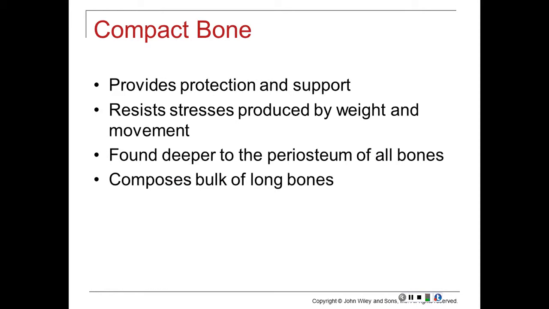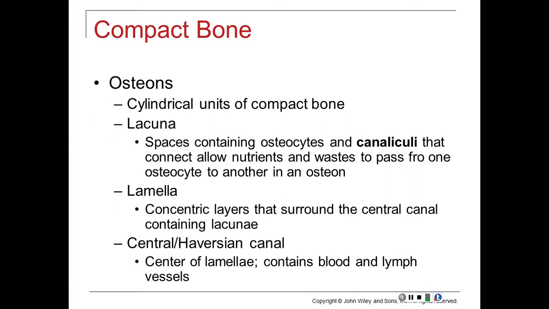This is found just deep up to the periosteum, and it composes the bulk of the long bones. So when we're talking about long bones, the majority of our long bones are made of compact bone. Our femur, right, our humerus, all of the large long bones of our body, mostly made of compact bone. The ends of these bones have spongy bone within them, but the majority of the bone is made of compact bone. So let's talk more specifically about some of those structures I was just identifying for you.